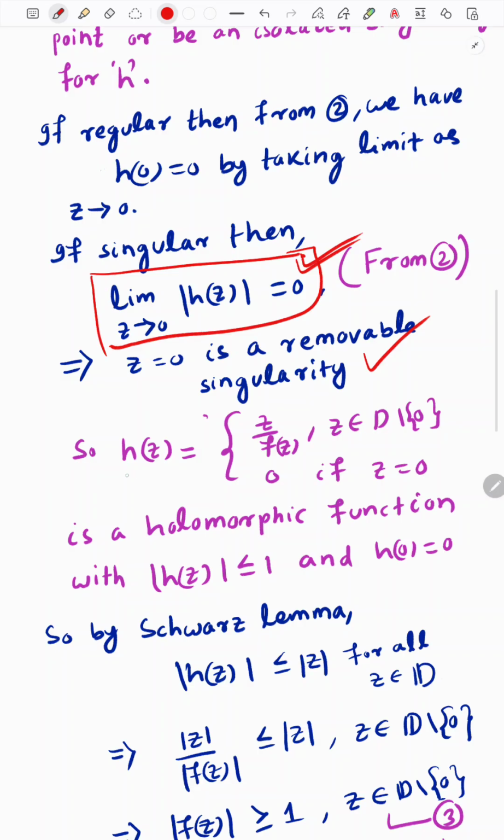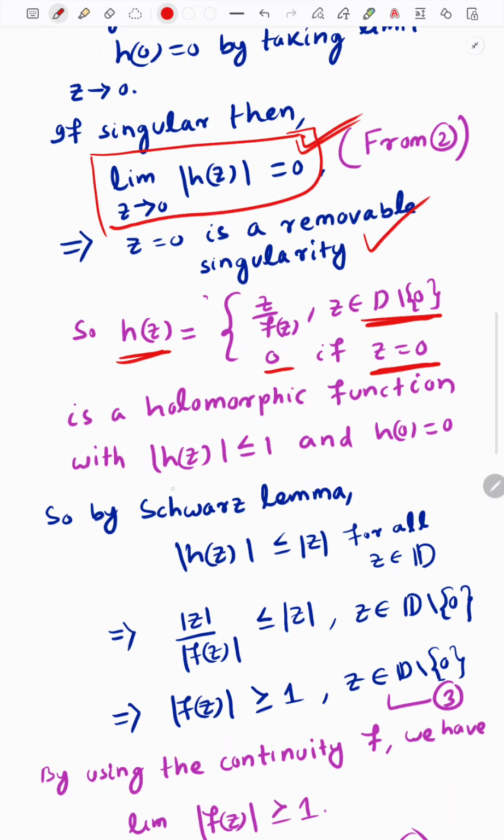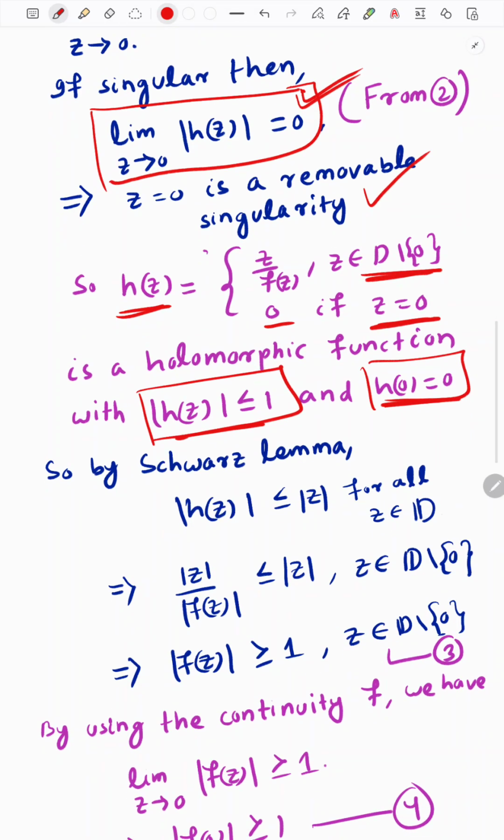So we can redefine the function h such that h of z is z by f of z on this domain, and it is 0 at the point z equal to 0, then our function is a holomorphic function with these two things: modulus of h of z is less than or equal to 1 and h of 0 is equal to 0. So our required function h satisfies these two things. Okay.